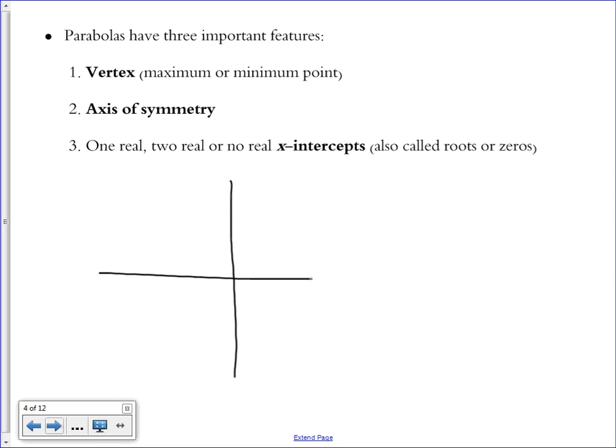So on the graph of a parabola, let's do maybe a reflected parabola that's also been shifted to the left and shifted up a little bit, you need to be able to identify where the vertex is, and that's going to be this point. So the vertex is a point where it turns around. It goes from increasing to decreasing or decreasing to increasing. Sometimes it's called the maximum point, sometimes it's called the minimum point, depending on if it's the top of the U or the bottom of the U.